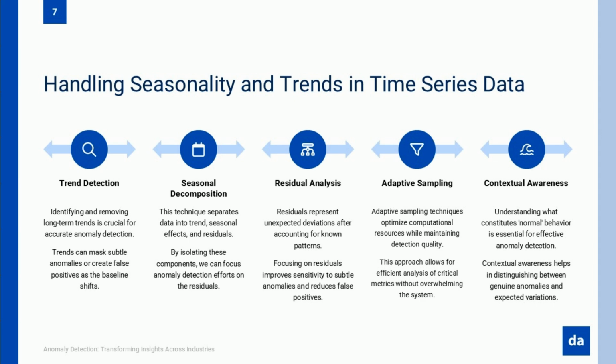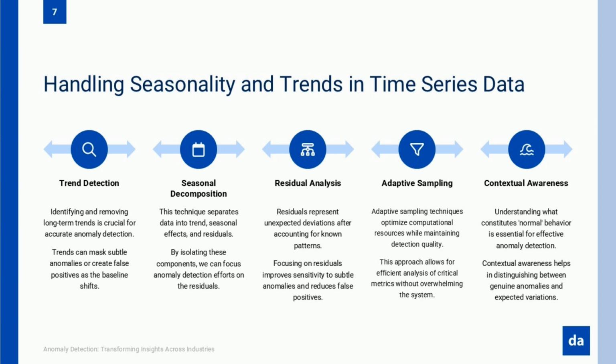This automated approach to periodicity detection eliminates guesswork and scales to handle thousands of metrics simultaneously. Instead of manually inspecting each time series, your system can automatically determine the appropriate seasonal adjustments needed for each metric, whether it's server traffic, transaction volumes, or sensor readings.